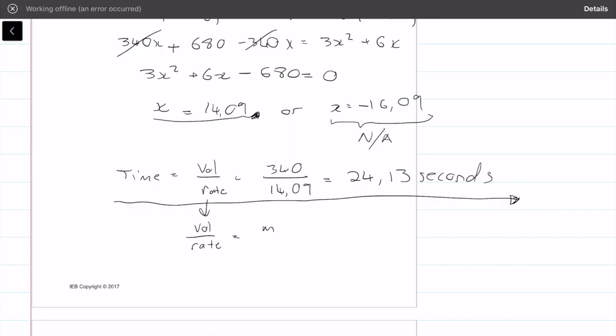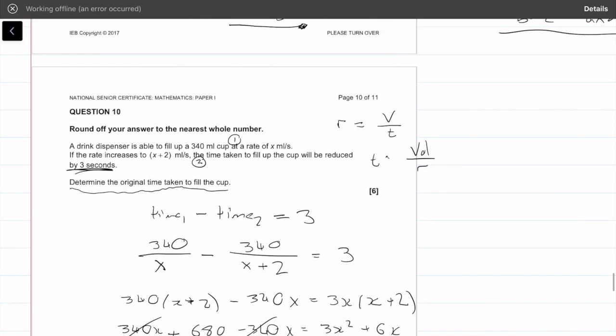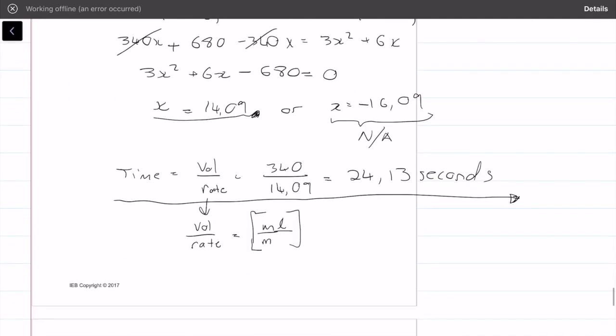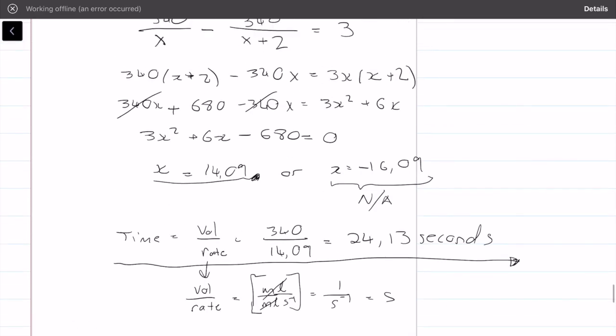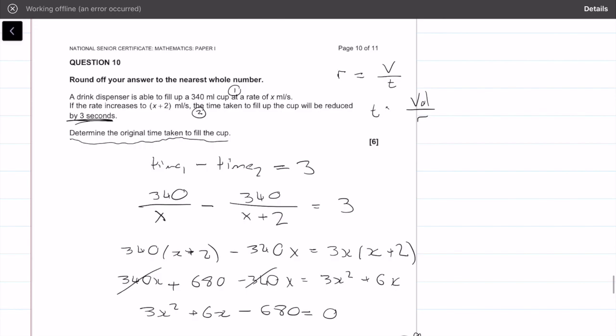Okay, so just to clarify how I got the units, volume over rate is equal to, volume was in milliliters and the rate was in milliliters per second, so that's milliliters times seconds to the minus 1. These cancel, so I'm left with 1 over seconds to the minus 1, which is equal to seconds. Okay, that's something important to note, just in case you guys forget your units. You can always calculate them or derive them yourself.